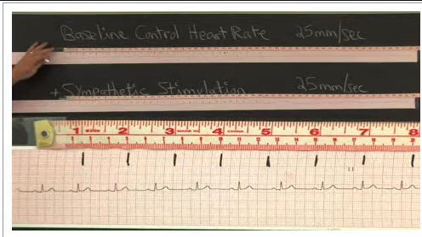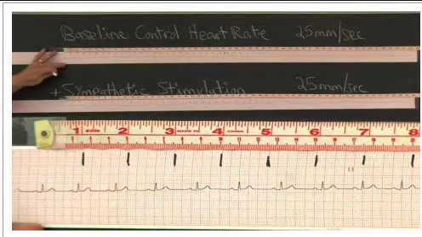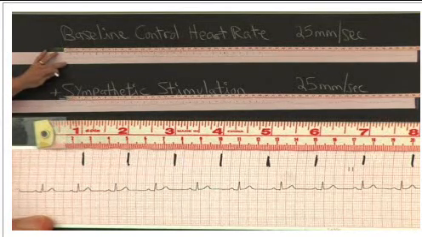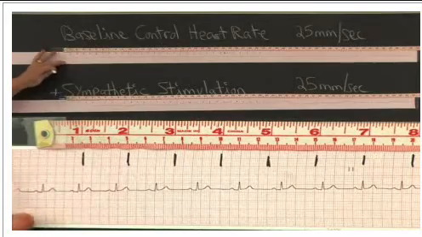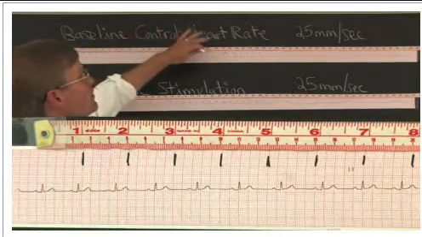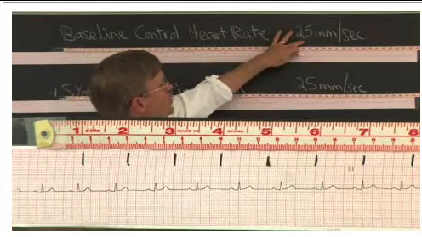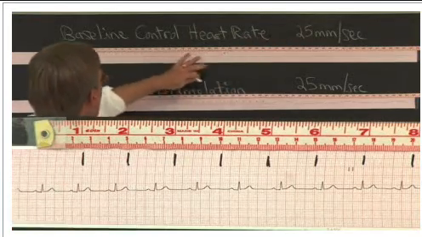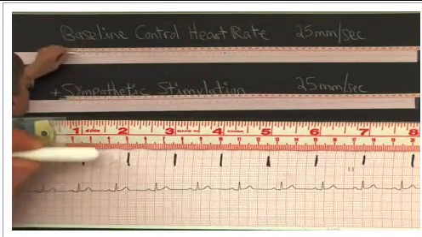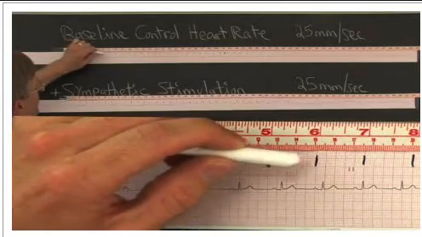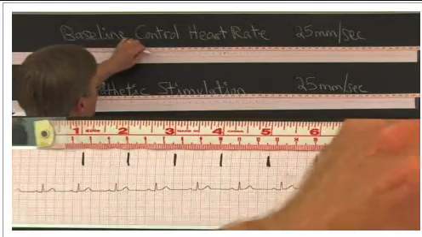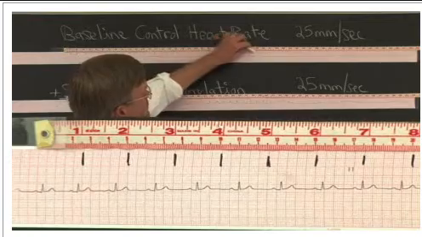Here we have the ECG trace from our resting subject. We've mounted it on the board. We know that the chart speed is 25 millimeters per second. So what we can do is measure off a distance. Every 25 millimeters is 1 second. And what I've marked here is a total of 30 seconds.